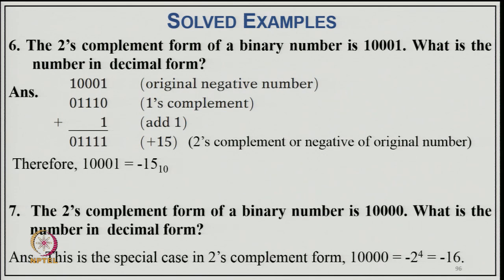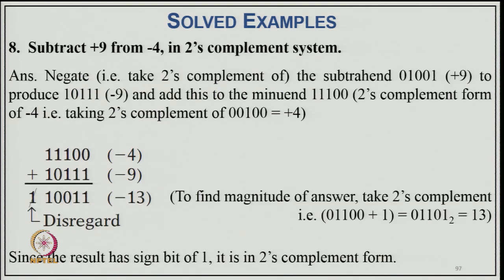The second complement form of a binary number is 10000. What is the number in decimal form? This is a special case of second complement form, and this is minus 2 to the power 4, that is minus 16.